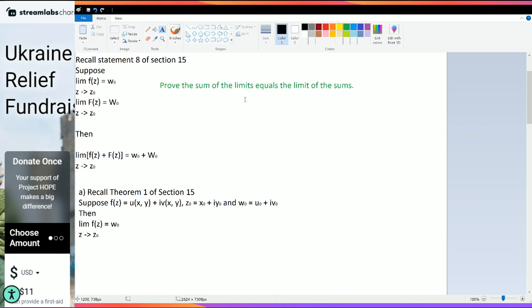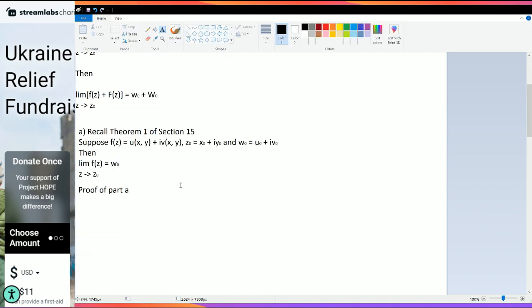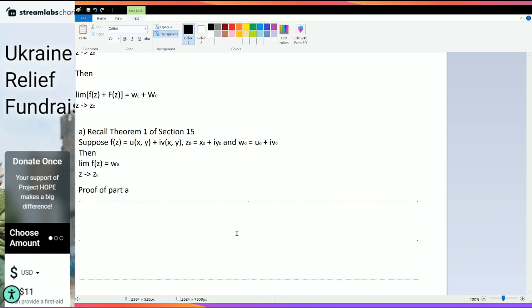All right. Well, I think the proof is going to be fairly straightforward. So we're going to write a proof. And the reason why I'm saying this is straightforward is we have the sum of the limits equals the limit of the sums. And we have the limits, so we can just take the sum of the limits, and then we should get that is equal to the limit of the sums.